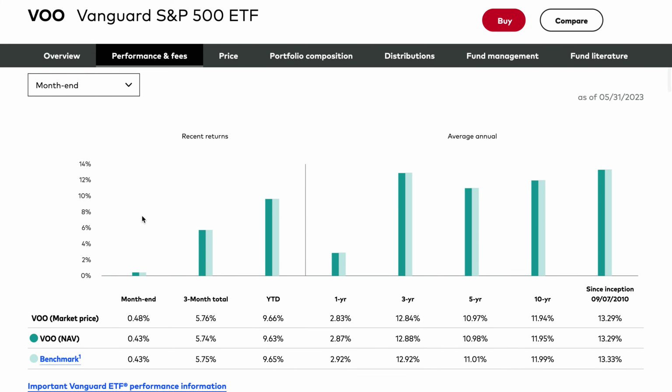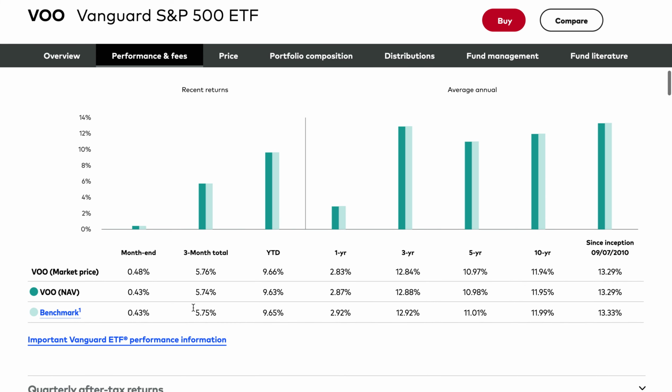Here you can look at the average annual performance. They have it here year to date, 1 year, 3 year, 5 year, 10 year. Since inception in 2010, it has returned about 13.29%. So that is this VOO right here, 13.29% per year over the past 12 and a half years. That's pretty good. And the benchmark here, the actual S&P 500 index, is about 13.33%. So there's a little slippage here, when they are trying to match this index. It can't be 100% right, but it's still pretty darn close.